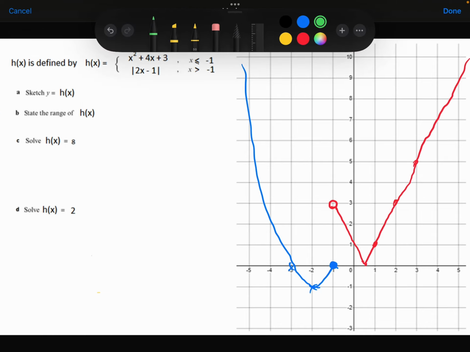Right, part B says to state the range. So from my graph, I can see the smallest that y can possibly be is minus 1. Can't be any lower than that. In terms of the biggest it can be, I can see it goes up and up and up there. It goes up and up and up over there. There's no upper limit to what y can be. But the lower limit is certainly minus 1. So I'm going to say that h of x is greater than or equal to minus 1. It can equal minus 1 here because the x can equal minus 2.